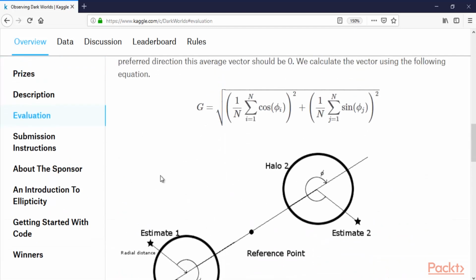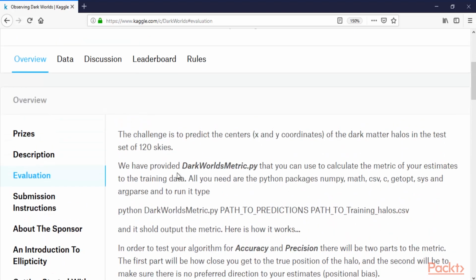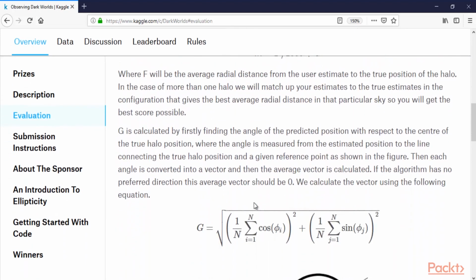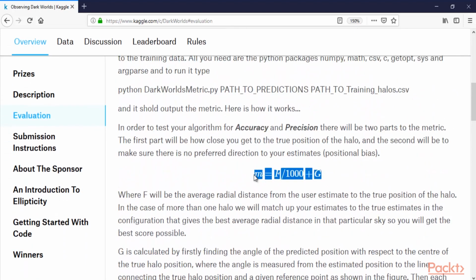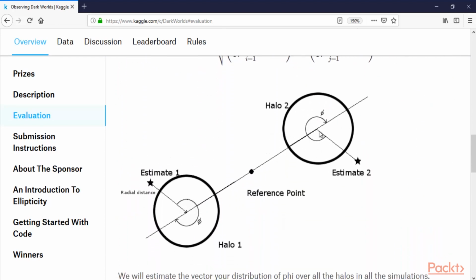So this is information about what we are gathering here, what is provided. There are various files provided here, various Python files. We have the equation here, and we have information about the distance and the angle. So this is the evaluation of the Observing Dark Worlds project.